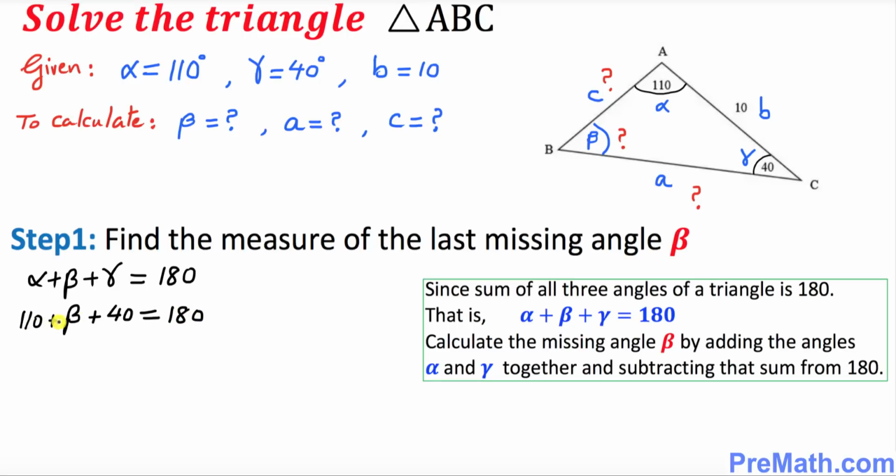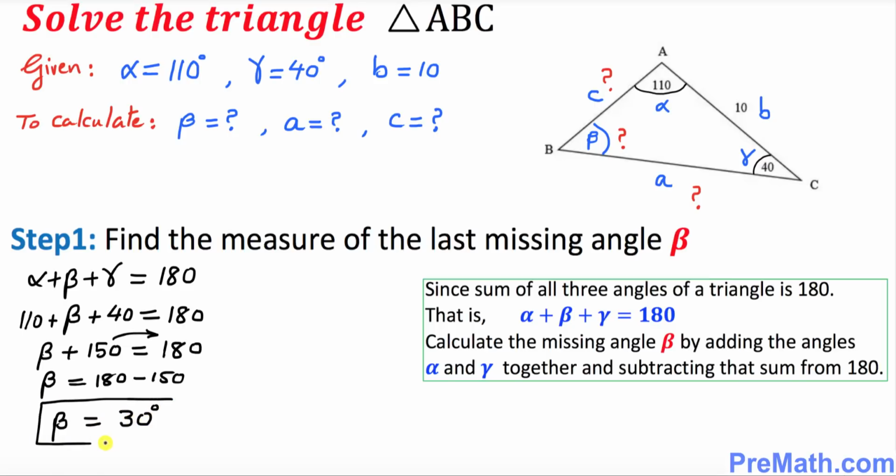Let's add these 110 and 40, that makes beta plus 150. 110 plus 40 makes 150 equals 180. Let's move this 150 to the other side, so beta equals 180 minus 150. That means beta turns out to be 30 degrees. So that is our missing angle beta.